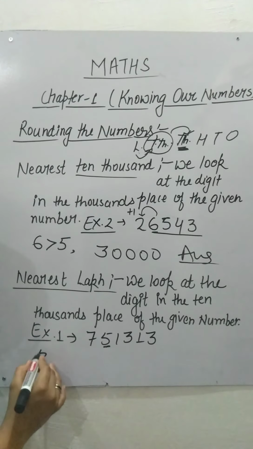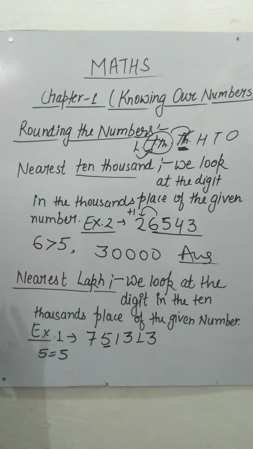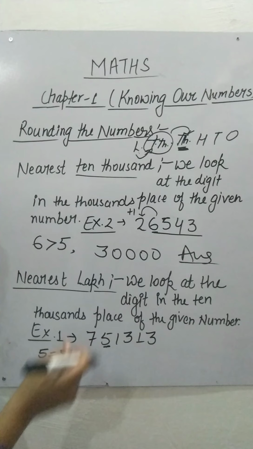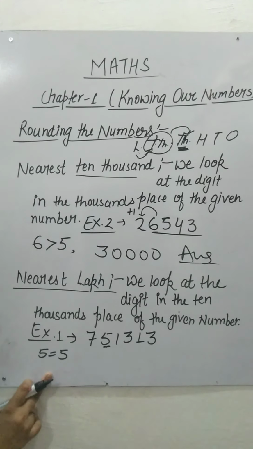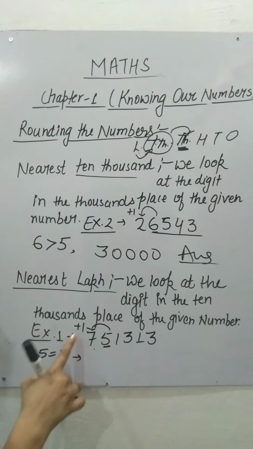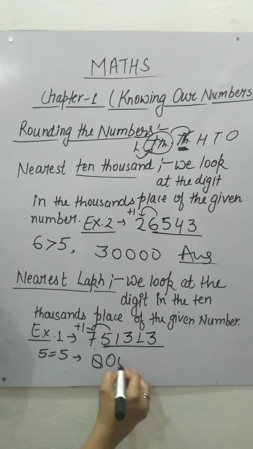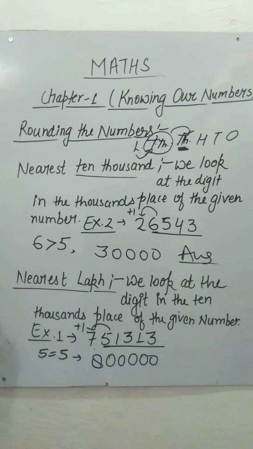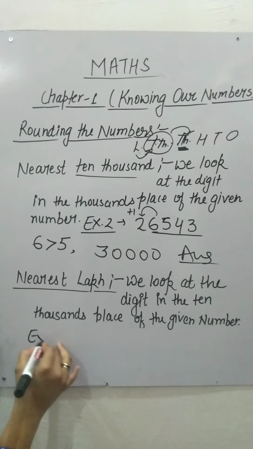It is 5. So here 5 is equal to 5. Students, if the digit is greater than or equal to 5, the same condition applies. So we will do the same thing. Here we add 1 to the lakh place, that is 1 plus 7, that is 8. Now all other digits are 0. There are 5 digits, so there are five 0s. That is your answer. Now we will take one more example.